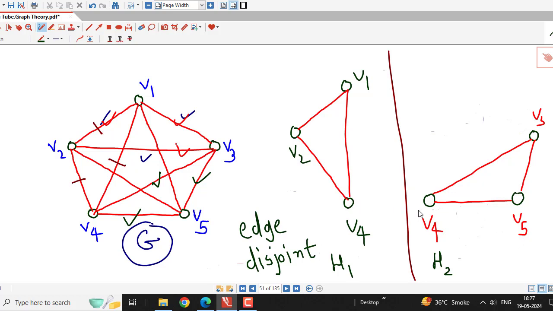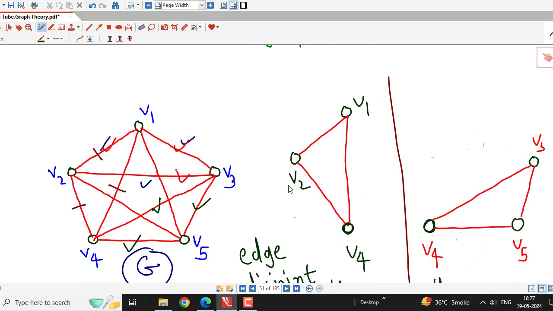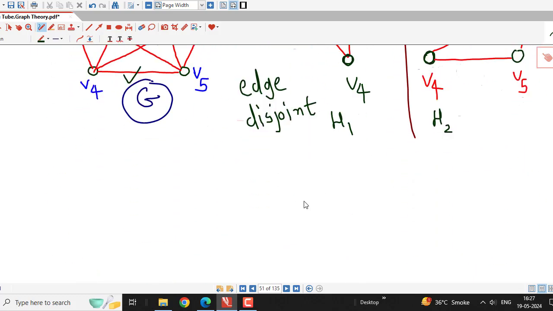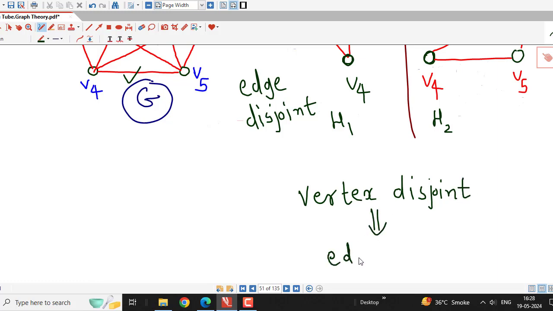We can see that in these 2 subgraphs this V4 is common. So these two are not vertex disjoint subgraphs because there is common vertex V4 in both the subgraphs, but edges are not common, therefore these two are edge disjoint subgraphs. And we will see that every vertex disjoint subgraph is always edge disjoint. If our subgraphs are vertex disjoint, then they are always edge disjoint. But reverse is not true.